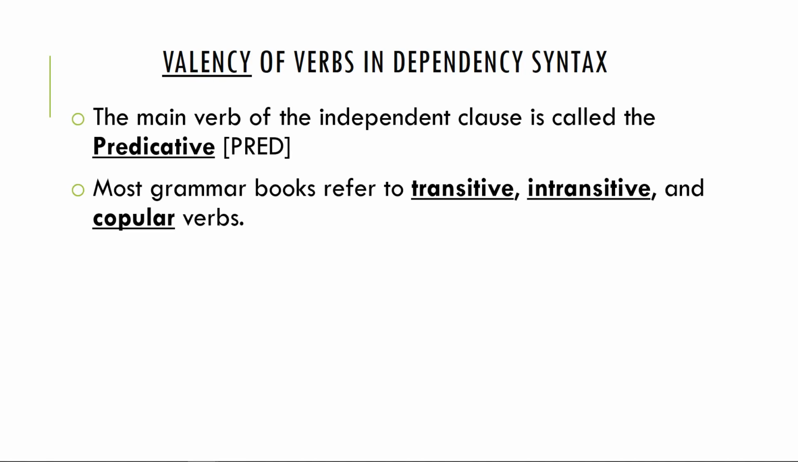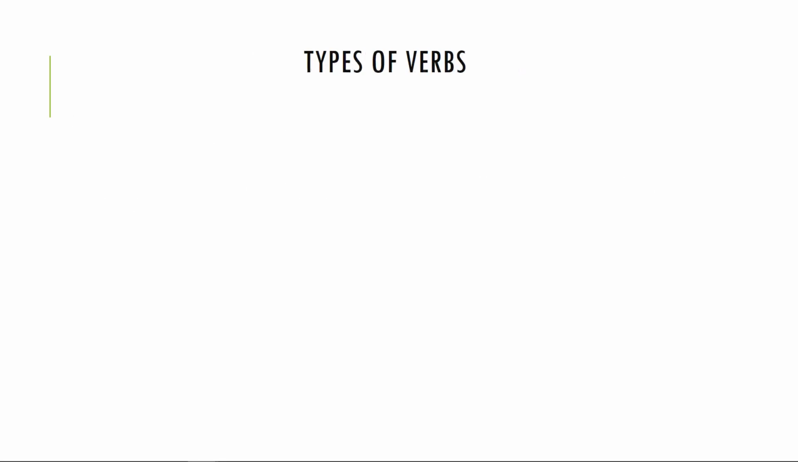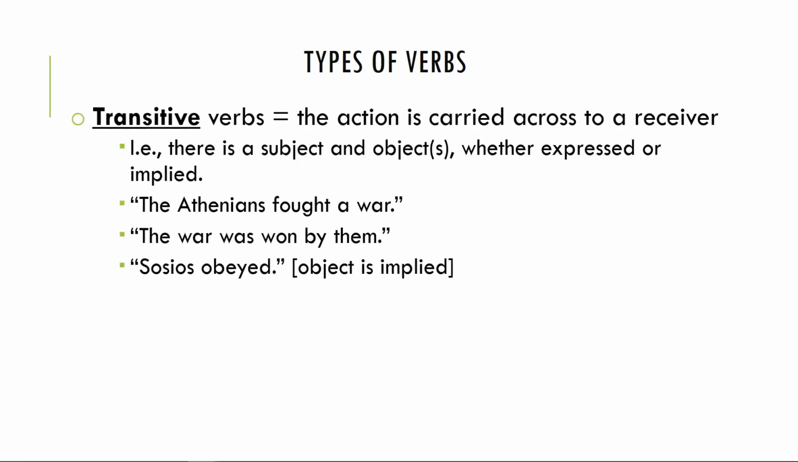So what do these kinds of verbs mean? Let's talk about these in simple English. A transitive verb, the action is carried across to the receiver. So there's a subject and an object, whether expressed or implied. So the Athenians fought a war. We've got a subject, we have an object. The war was won by them. We've got a subject and object. They're just reversed because it's passive.